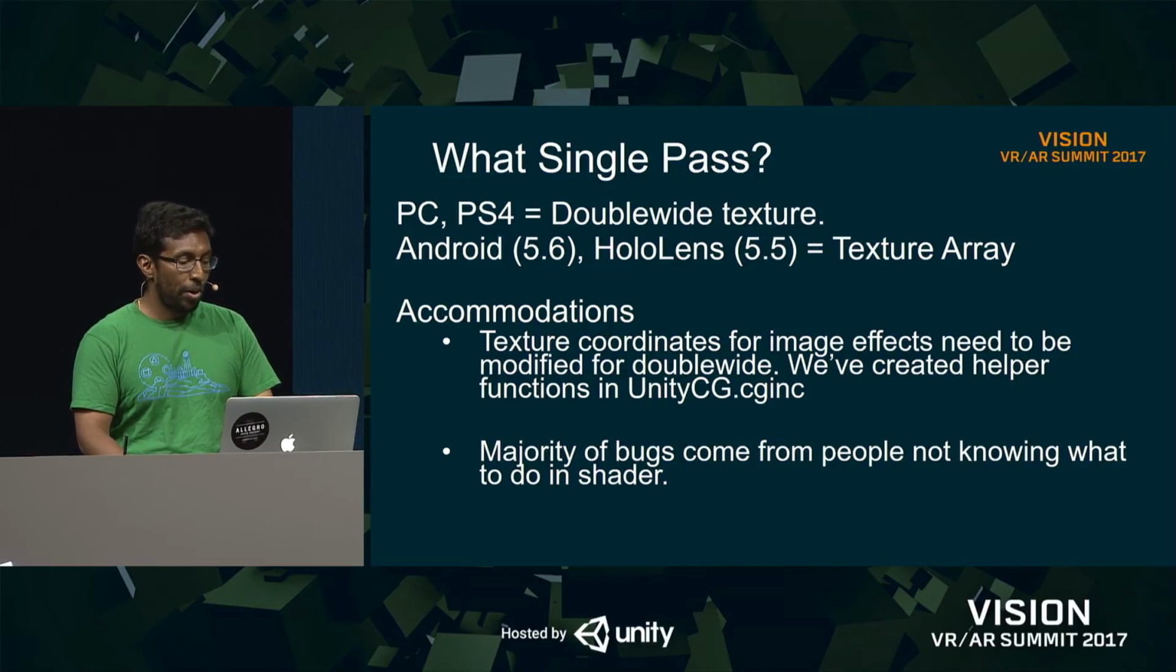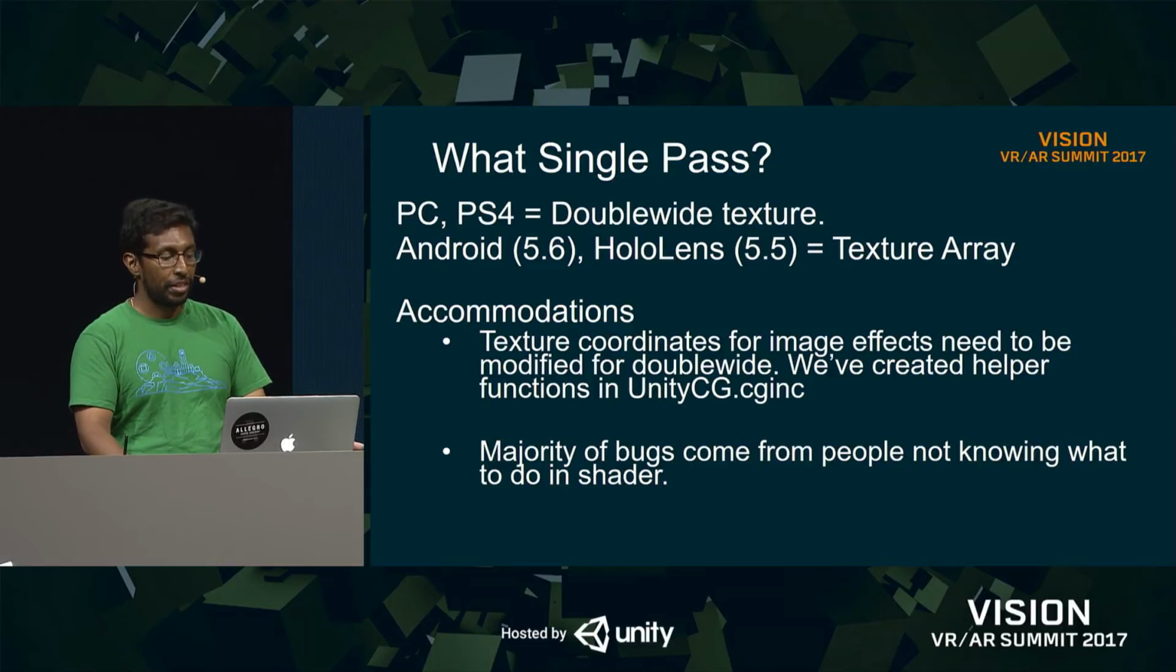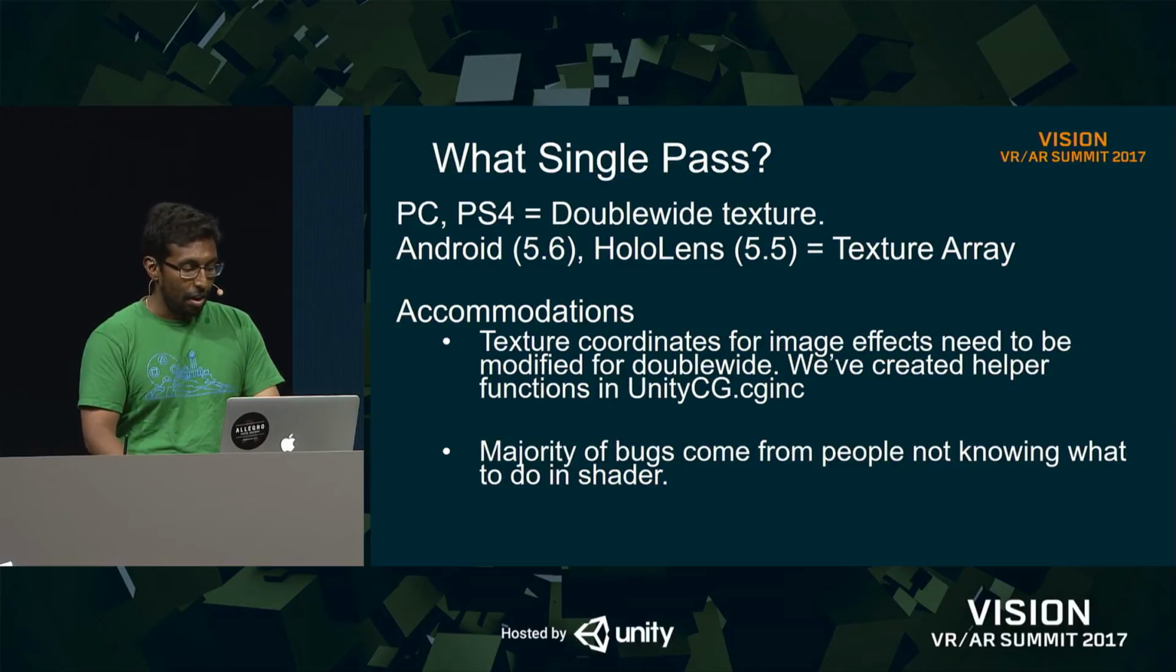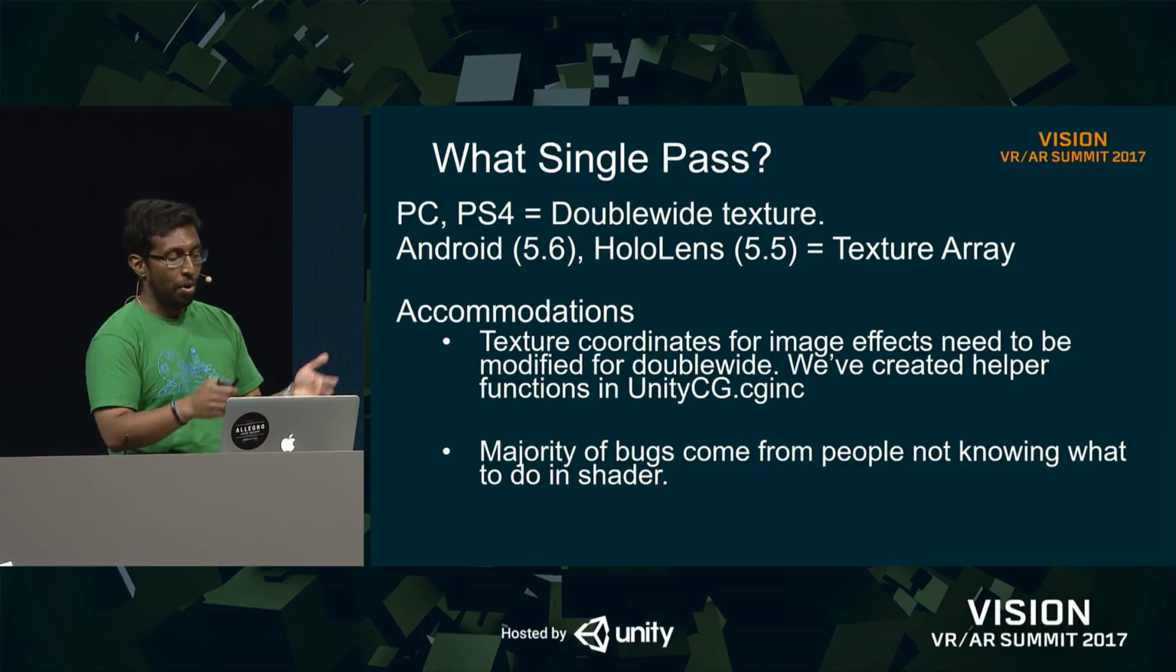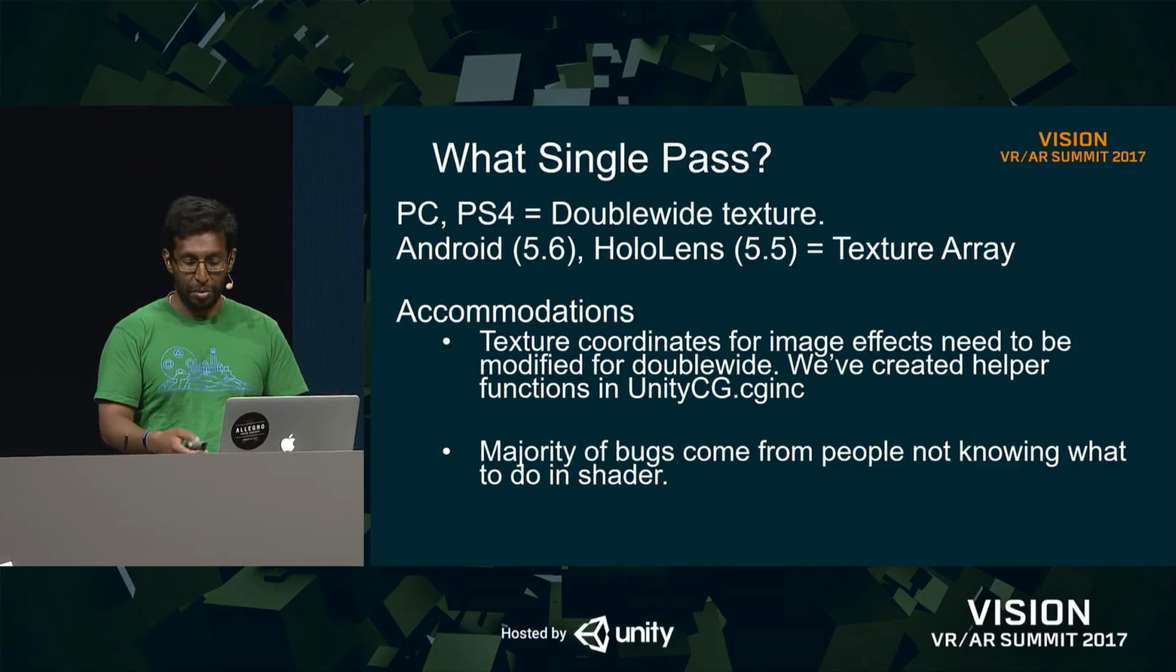What accommodations need to be made to make sure that you're selecting the right portion of the render target? Texture coordinates for image effects need to be modified for double-wide. We have a lot of helper functions in Unity CG that will help with this. A lot of the issues that come up are from shaders simply not using the right helper functions, and that's not anyone's fault. It's just something that needs to be done.